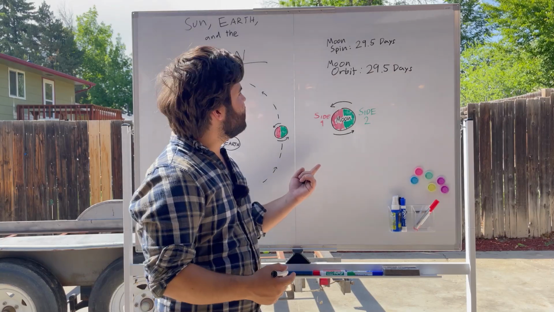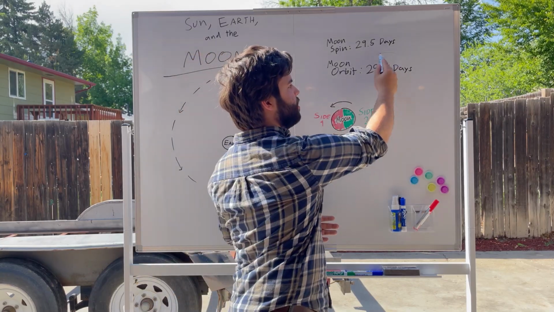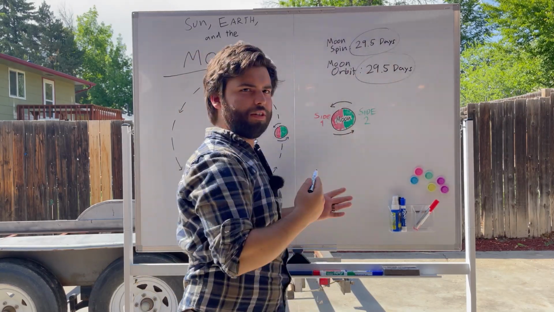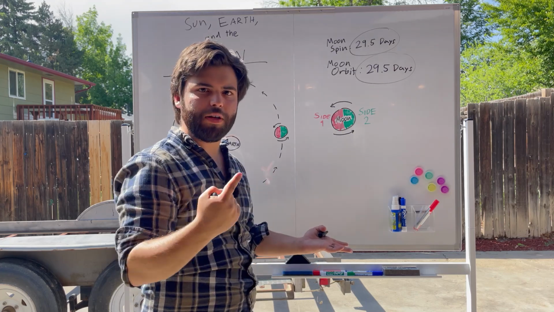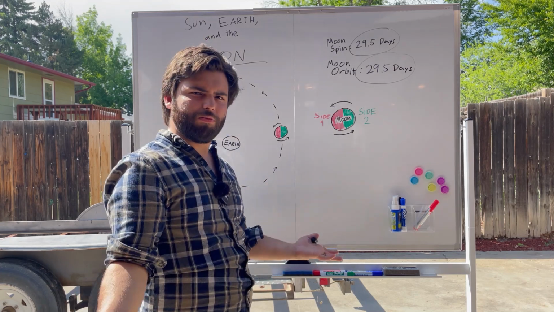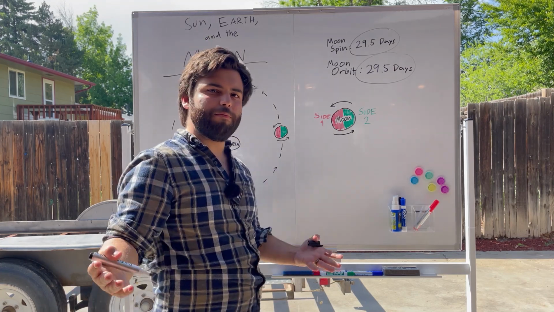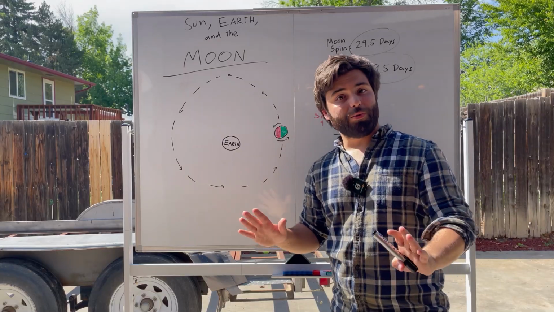Now isn't that interesting? It takes the exact same amount of time to complete one orbit as it does to take one full spin around its axis. Is that just a really weird coincidence? What does that mean? Well, it means something really, really cool.